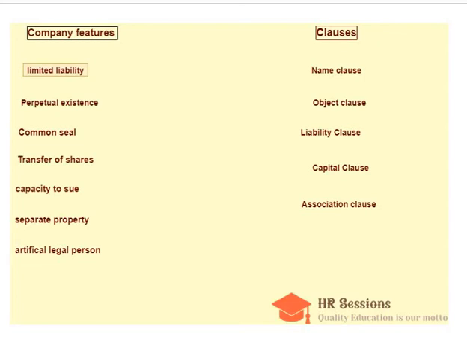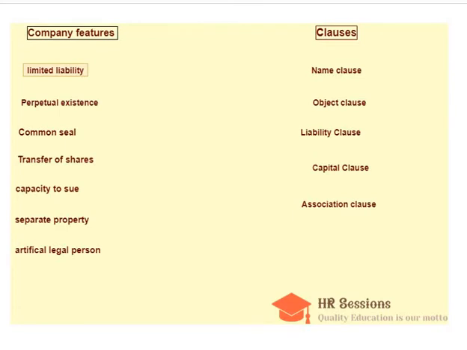If I talk about the object clause, the object clause defines or confines the sphere of business, that is, the limit of the business and the activities in which the business can be engaged.